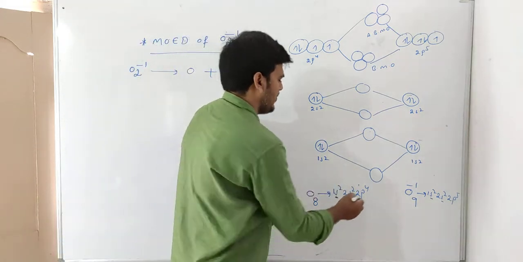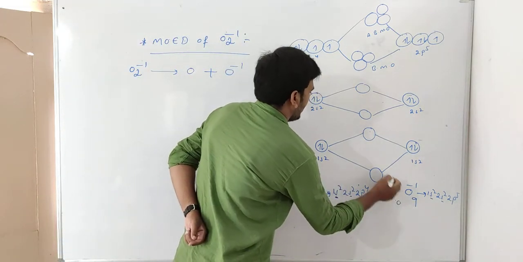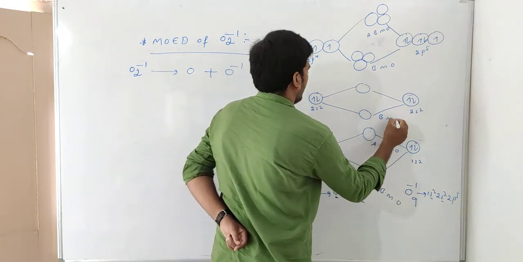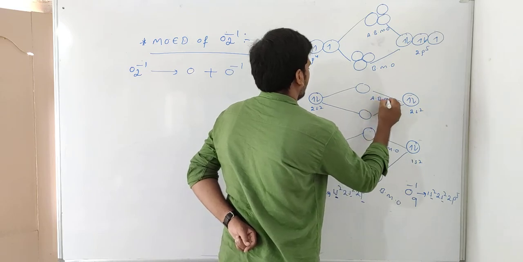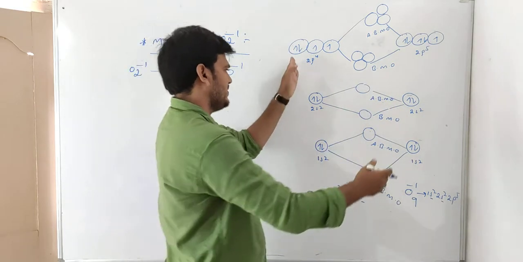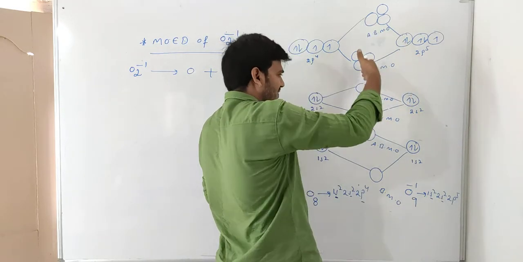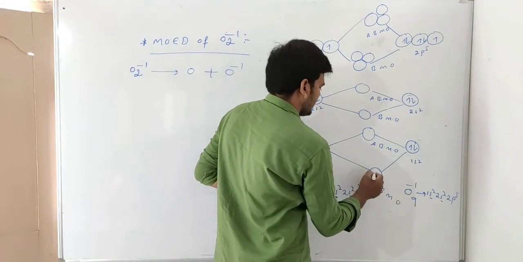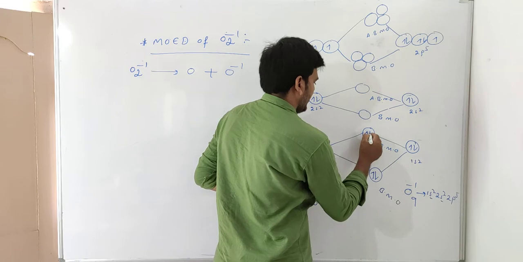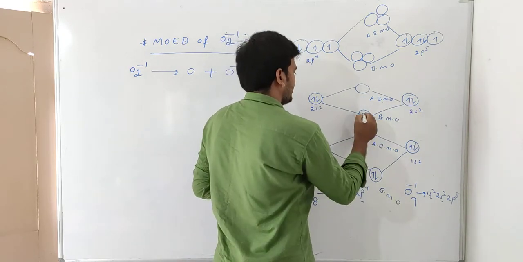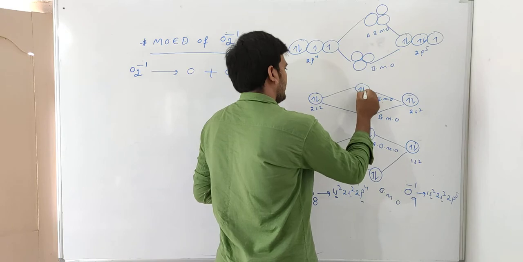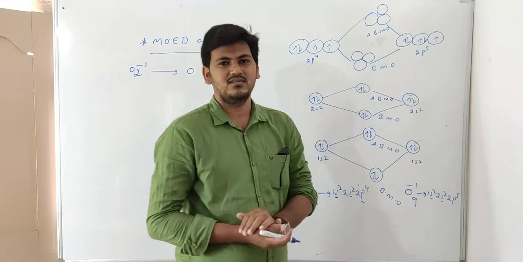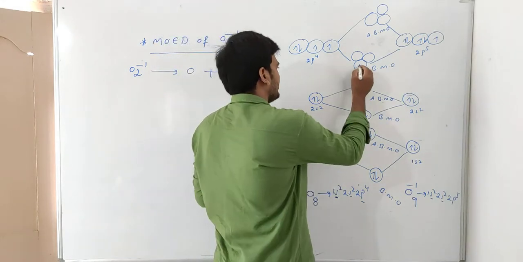Okay. So these are bonding molecular orbitals, and the next ones are anti-bonding molecular orbitals. These are the atomic orbitals, and the middle ones are the molecular orbitals. 2 plus 2 is 4 electrons, plus 5 electrons gives a total of 9 electrons. So filling of electrons is very simple.